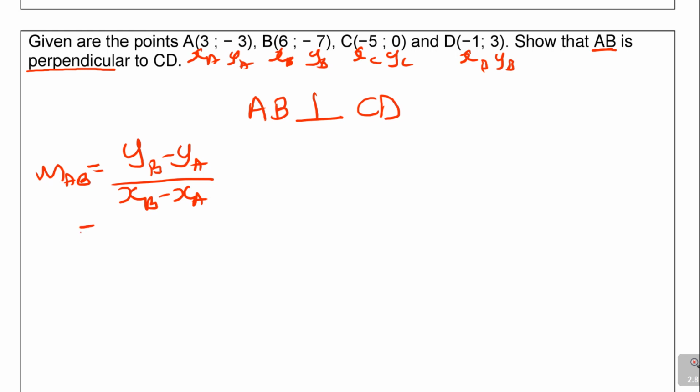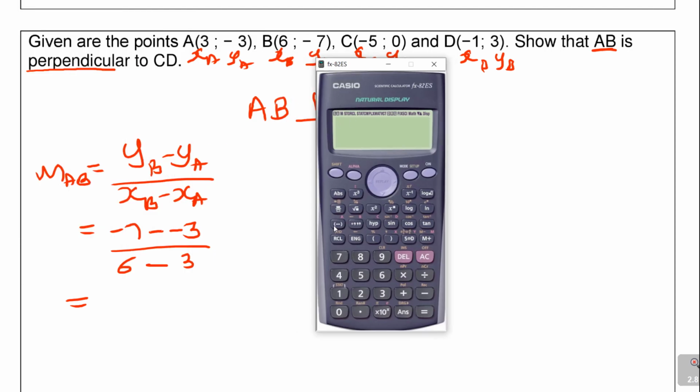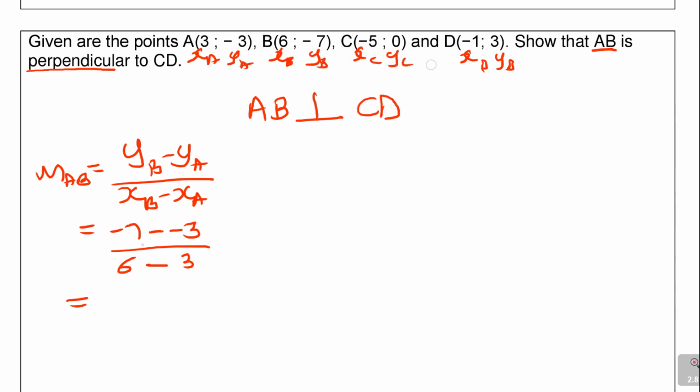Are you with me? Now, YB is minus 7 minus YA, which is minus 3. Those are the tricky areas, they always confuse you. XB is 6 minus XA, which is 3. Then we're going to get an answer here. Let's see what it gives us. So it's negative 7 minus negative 3 over 6 minus 3, which is negative 4 over 3.